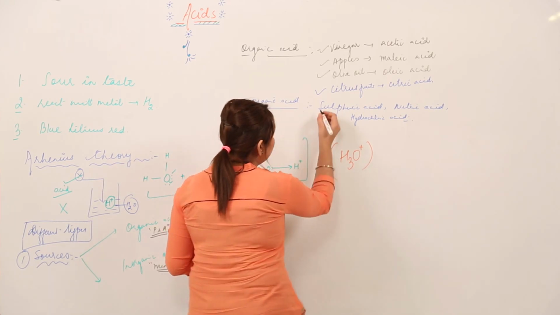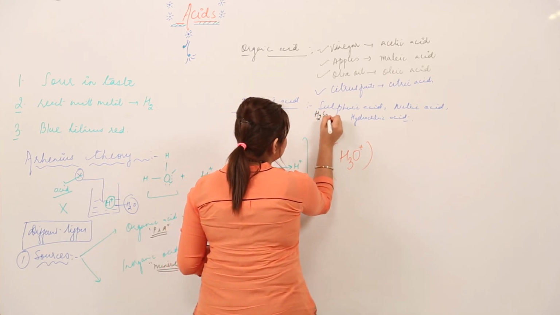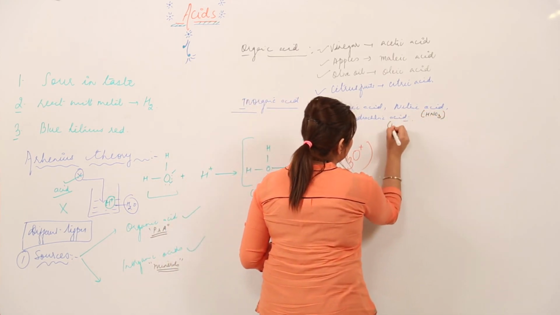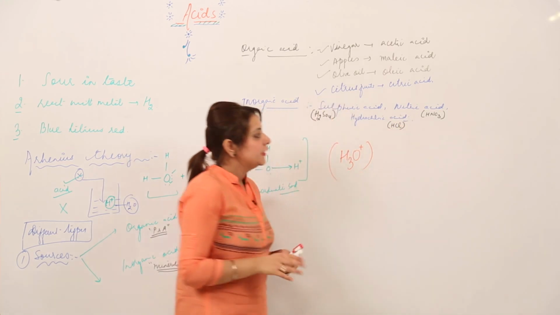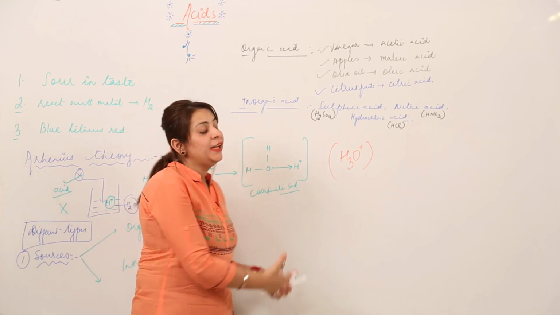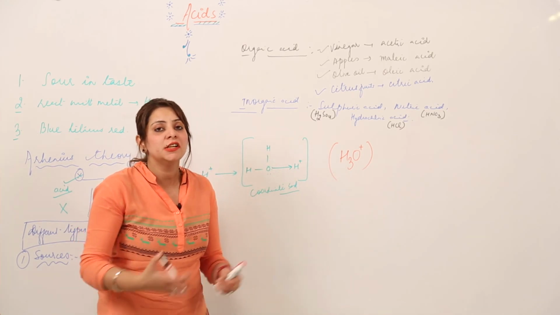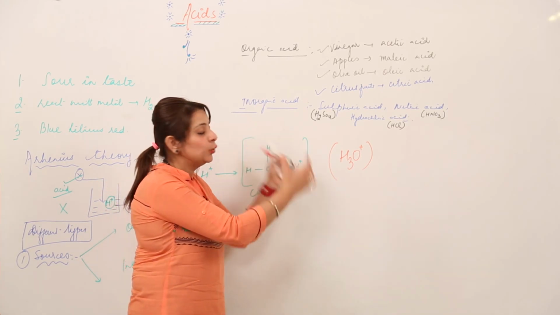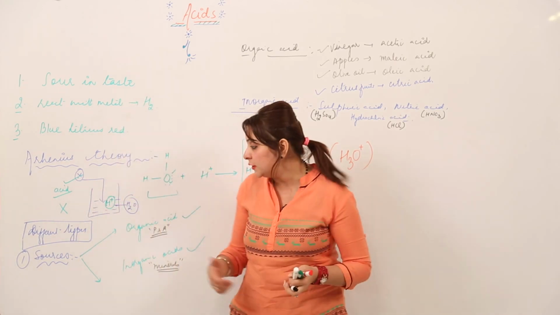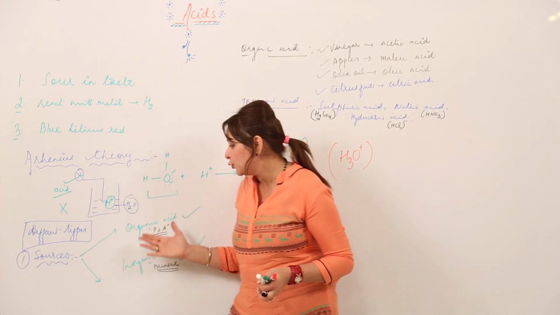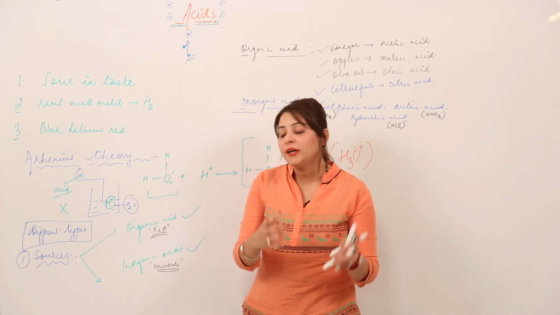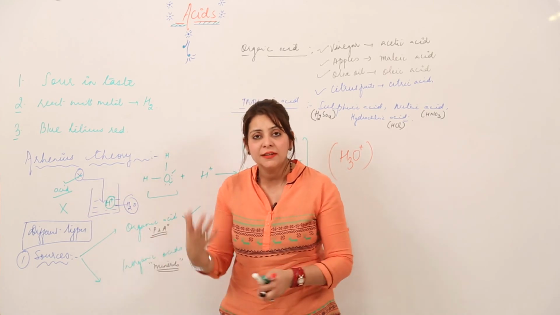I will write the formulas along. As you must be familiar, sulfuric acid is H2SO4, nitric acid is HNO3, and hydrochloric acid is HCl. We have many inorganic acids, but out of them these three are very important. That is why I have listed their names, but it is not limited to only three; we have a whole list of inorganic acids. So, on the basis of sources, we divide acids into two categories, organic and inorganic. But this is not the only classification; we have many others.